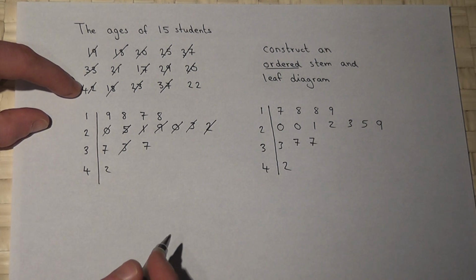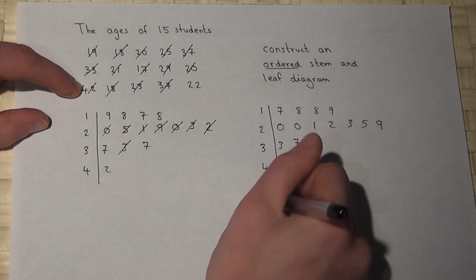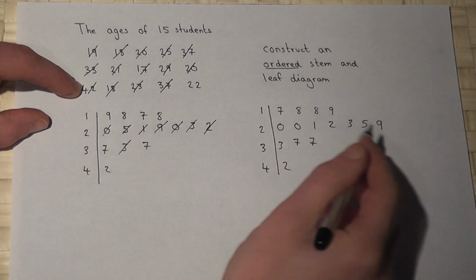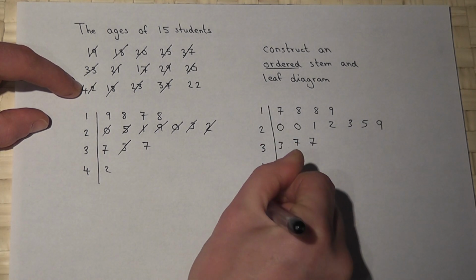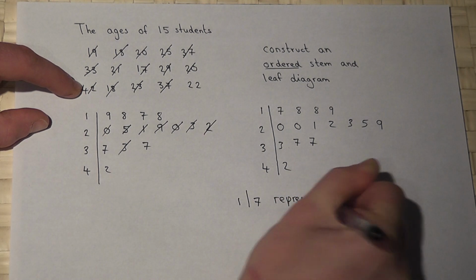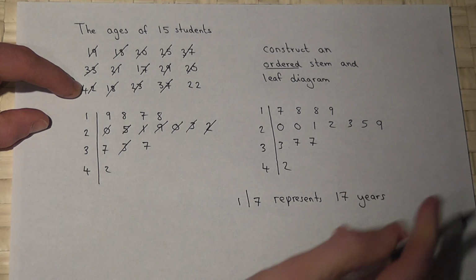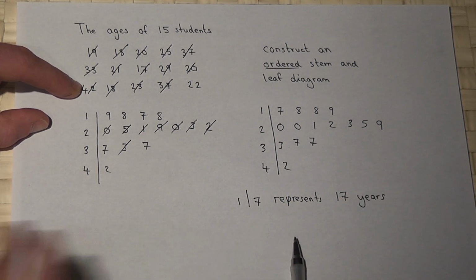And to finish off, we need a key. And to do this, we write down an example of one of the numbers. So 1-7 represents 17 years. And there we go, an ordered stem and leaf diagram.